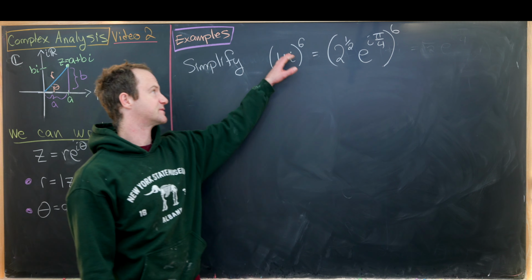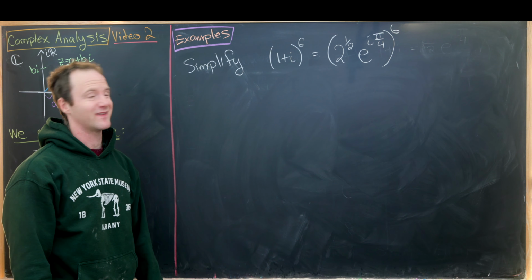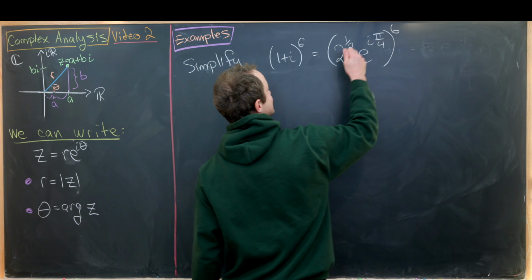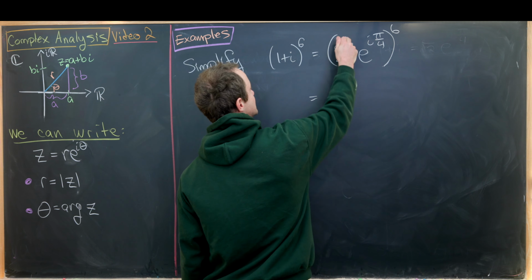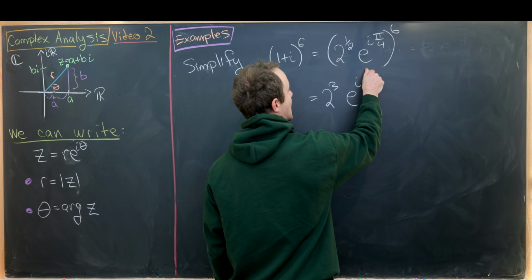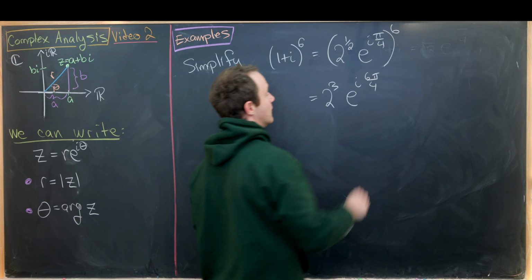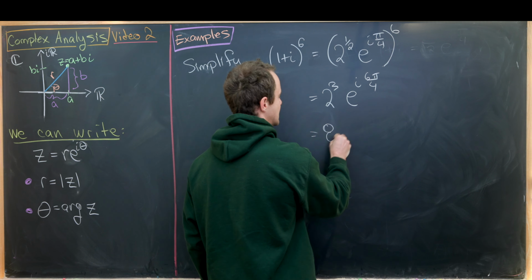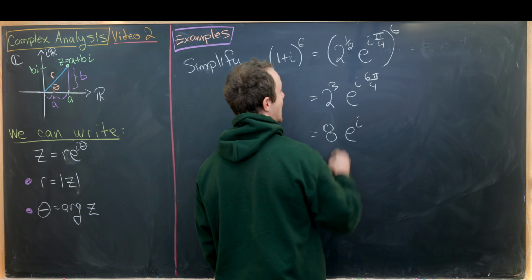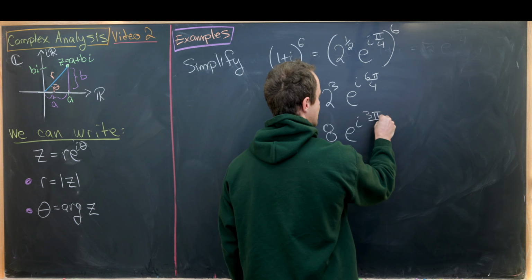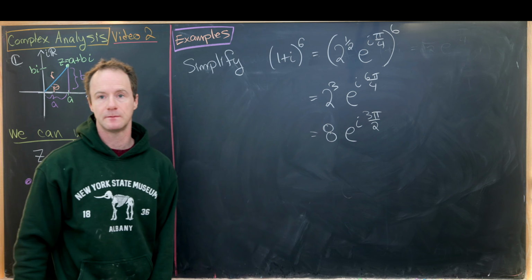So we've used this polar form of 1 plus i a couple times, so I won't review that. Now we can bring this 6 through here, and we get 2 to the 6 over 2, which is 2 cubed. Now we have e to the i 6 pi over 4. We can start simplifying this a little bit. So this is going to be 8 e to the i. Well, let's see. 6 pi over 4 is the same thing as 3 pi over 2.